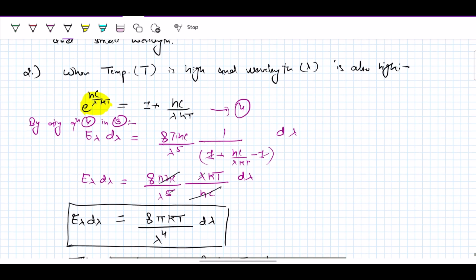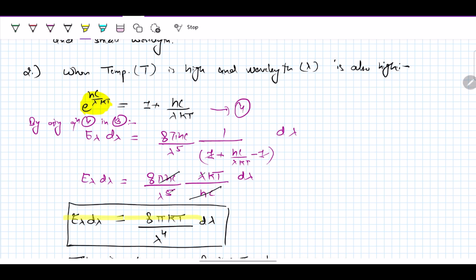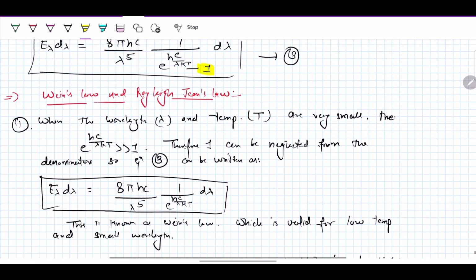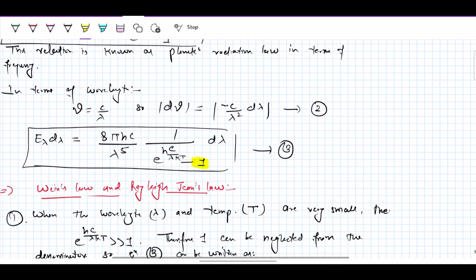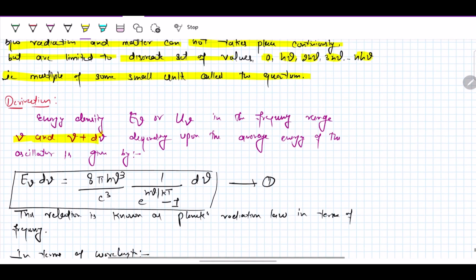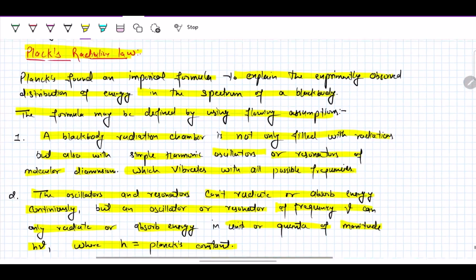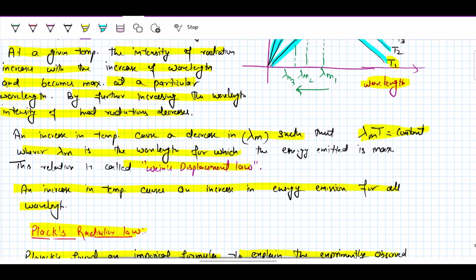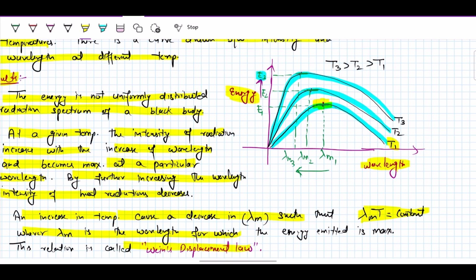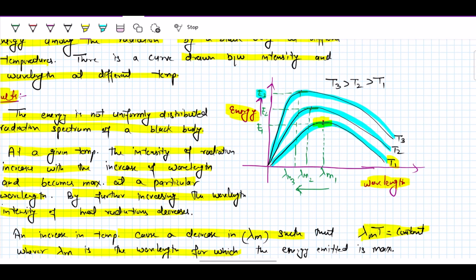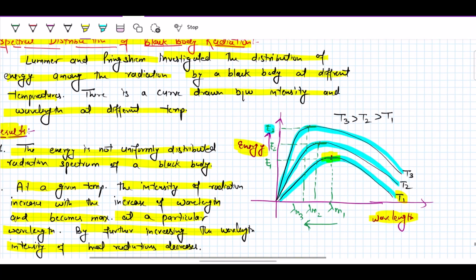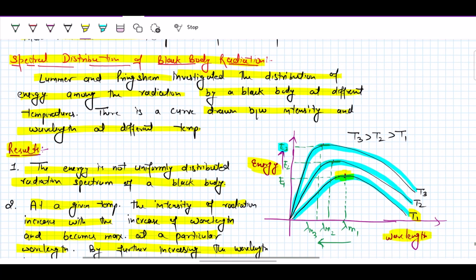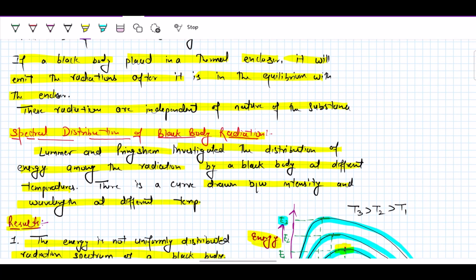All right, so this is all for this particular lecture. In this lecture we have talked about Planck's radiation law, and then we have also defined Wien's law and Rayleigh-Jeans law. Before this we started with the postulates of Planck's radiation law, and we used this law to explain the experimental data on black body radiation conducted by Lummer and Pringsheim. And that's all for this particular class.